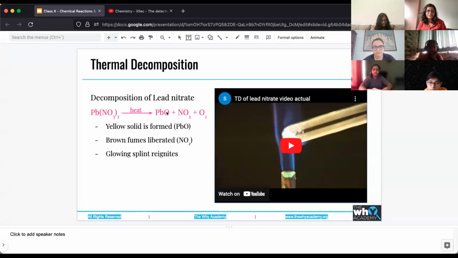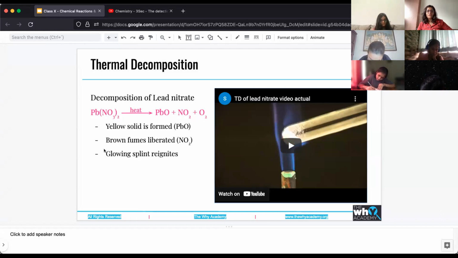Coming back to the reaction, lead nitrate, Pb(NO3)2, on heating gives you lead oxide, PbO, plus nitrogen dioxide, NO2, plus oxygen. So note down these observations, because questions may be given to you this way.